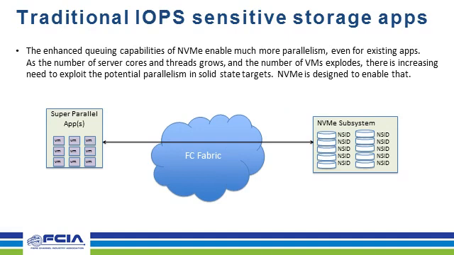So you get a kind of a double win with the enhanced queuing capabilities of the NVMe protocol. You get tremendous parallelism that comes from the extensive queuing capability that supports up to 64K queues and 64K entries per queue, as well as that much more efficient I/O stack. So you get reduced latency, but also a tremendous increase in the IOPS capability.